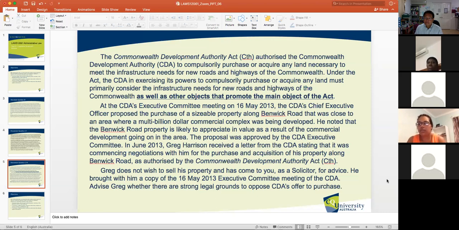Hi, can I just clarify, because this wasn't in the notes for administrative law this week, but it was in the constitutional law notes. Are we being assessed on it in both subjects?